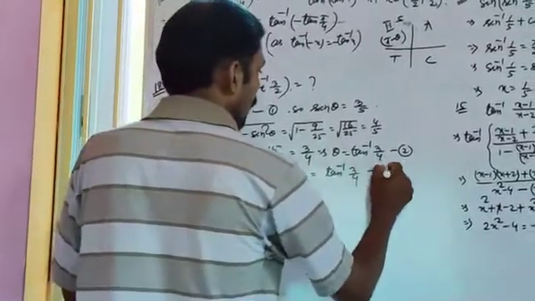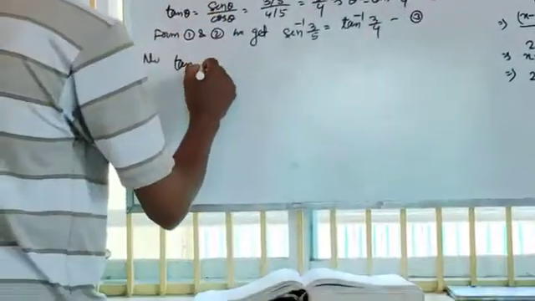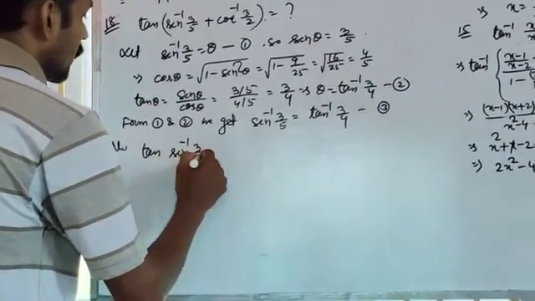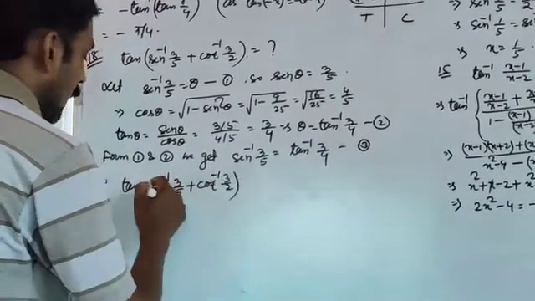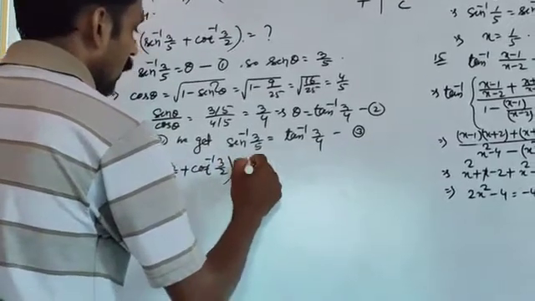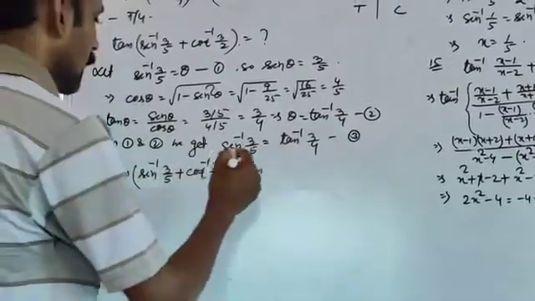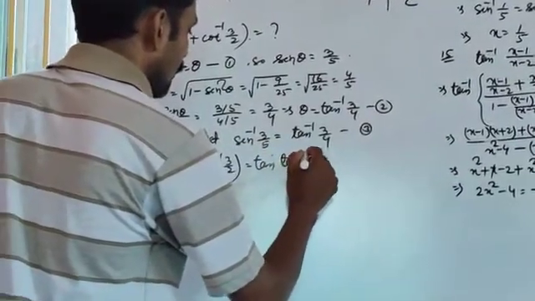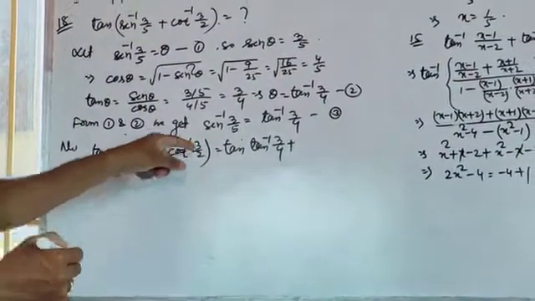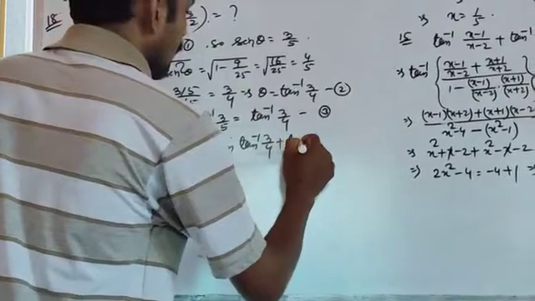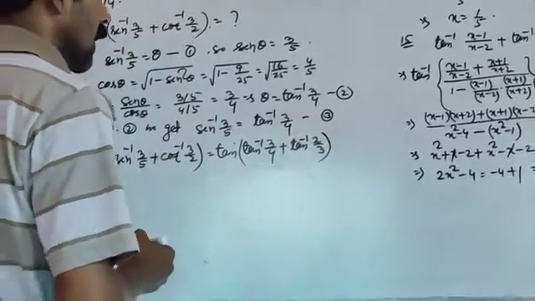Okay, it is 3. Now tan of sin inverse 3 by 5 plus cot inverse 3 by 2 is equal to tan of. Now sin inverse 3 by 5 can be replaced with tan inverse 3 by 4. That is tan inverse 3 by 4 plus, now it is cot inverse x. Cot inverse x is tan inverse 1 by x. So it is 2 by 3. Clear?